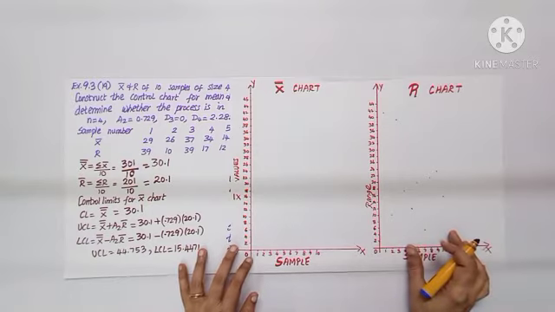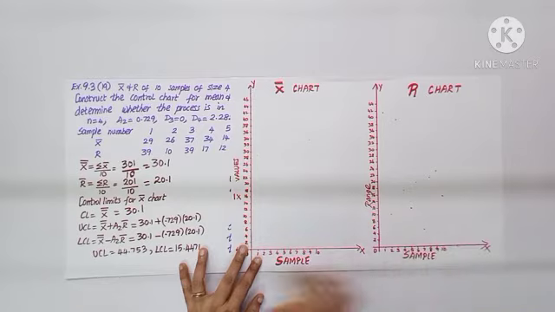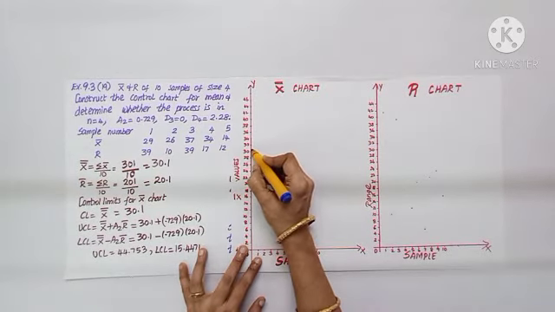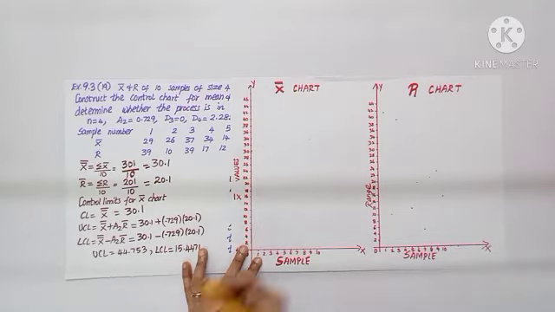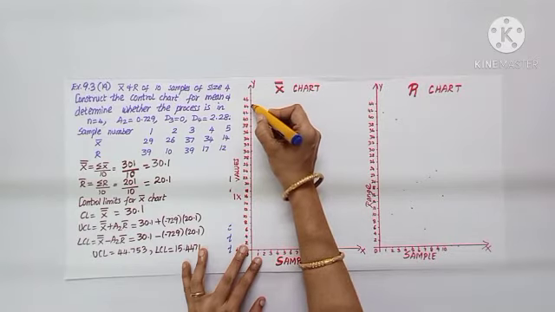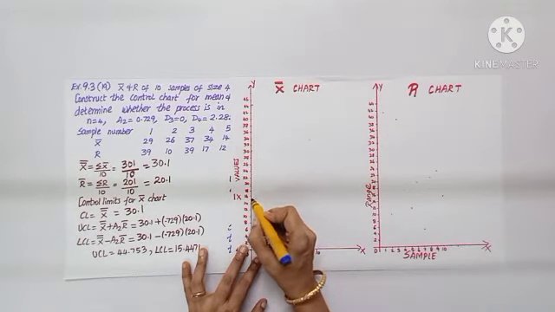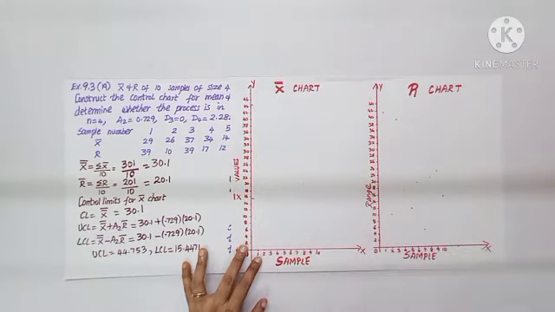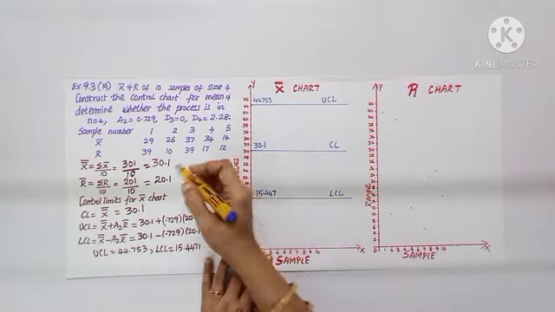As we try to plot the points in X bar chart, CL is 30.1. So it will be here. This is CL. UCL is 44.753 here, and LCL 15.4. So it will be here. So let us draw the lines. Let us plot the points.